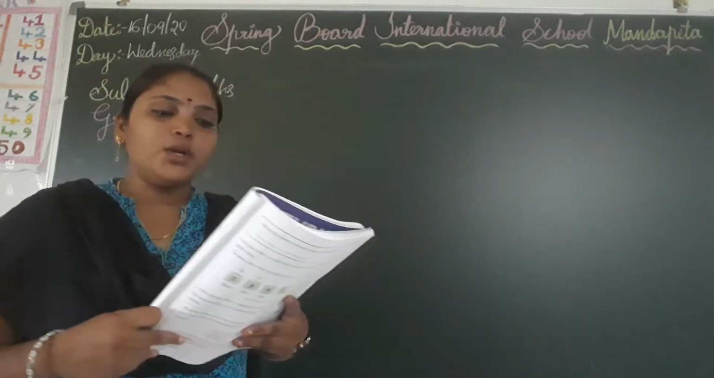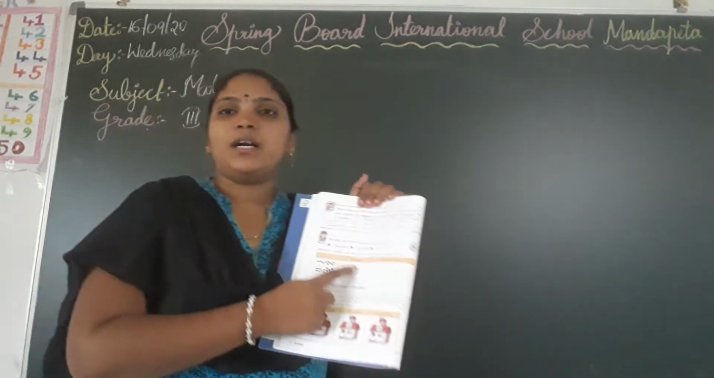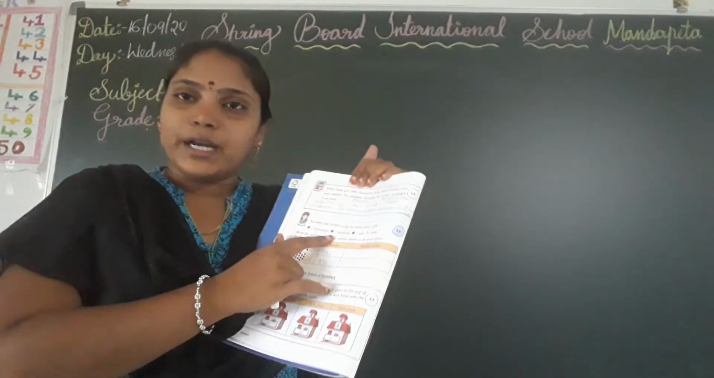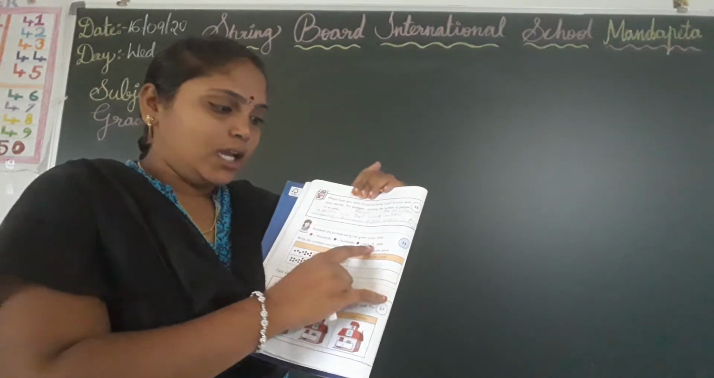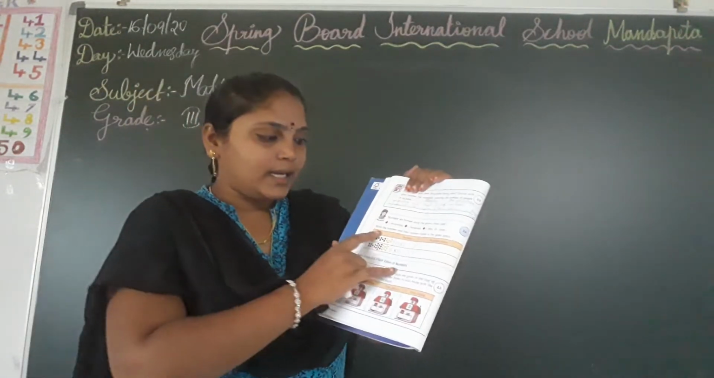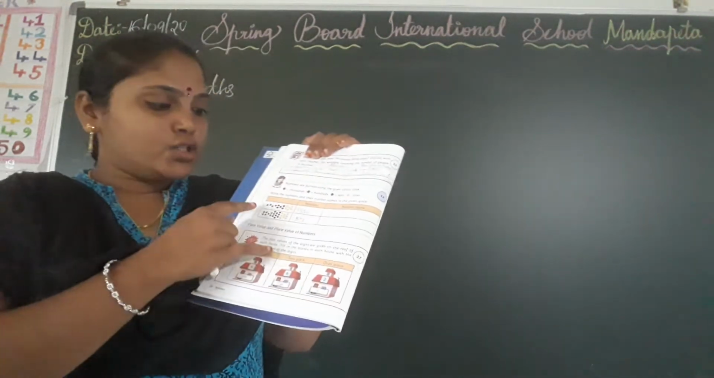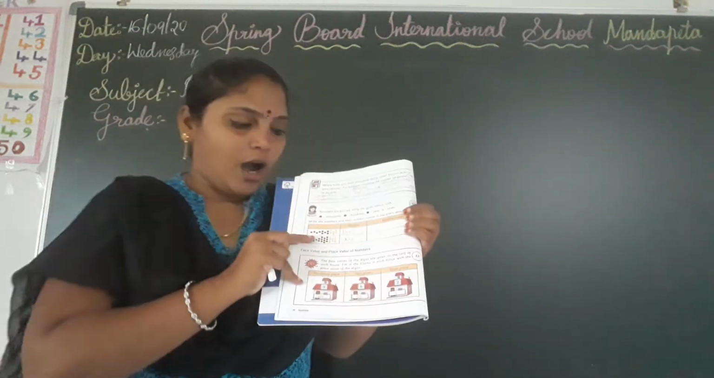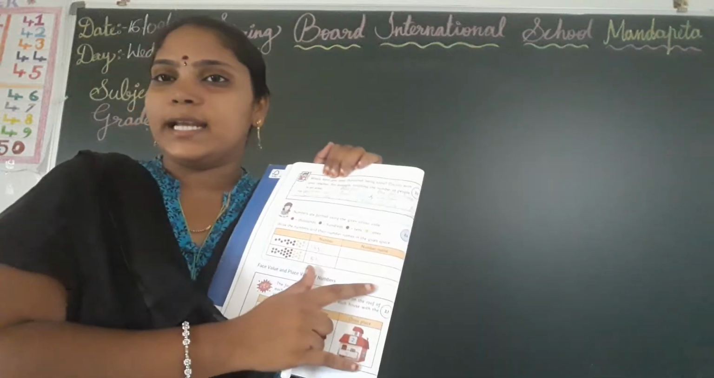Numbers are formed using the given color code. So here are some color codes: red for thousands, green for hundreds, maroon for tens and yellow for ones. Write the numbers and their number names in the given space. Here we have to observe these codes and write the numbers and the number names.